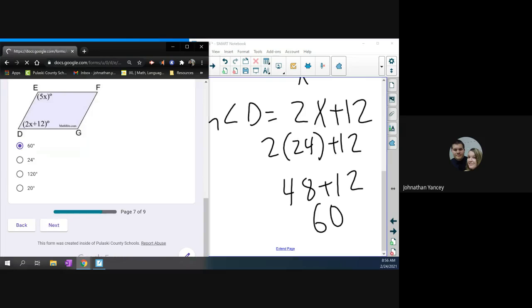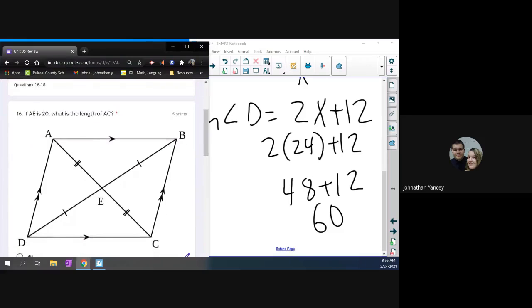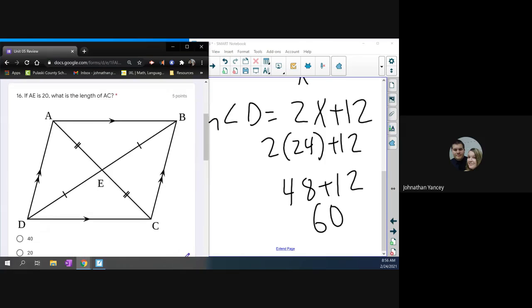All right. Take a look at this. Okay, so we're on to section 5, which is lesson 4, the last one. We talked about diagonals. If we remember, when diagonals of a parallelogram intersect each other, they split each other into equal halves, or they bisect each other.